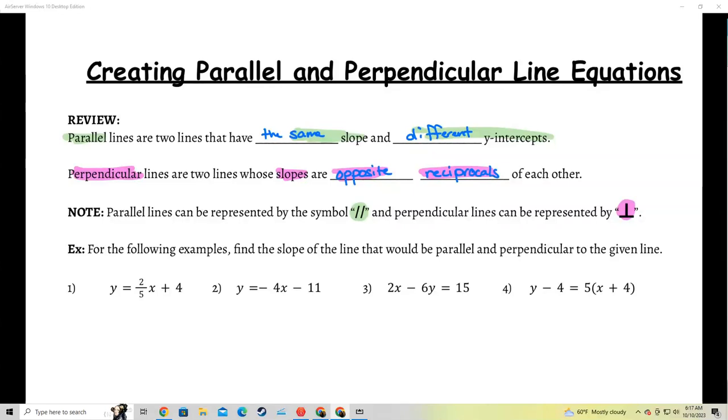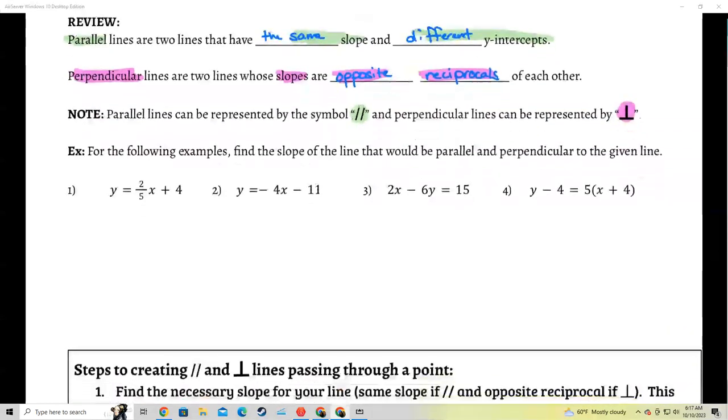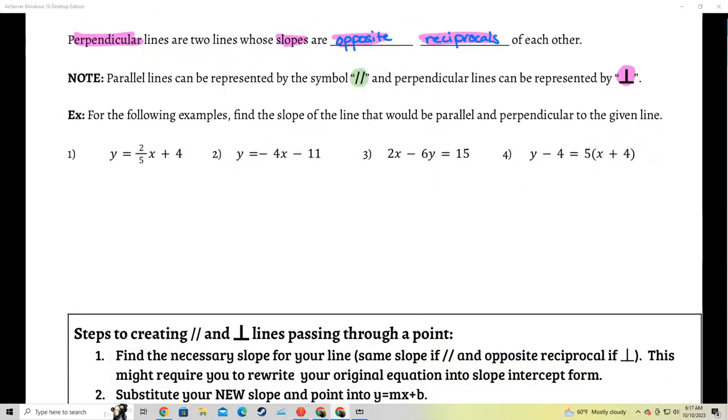So for the following examples, find the slope of a line that would be parallel and perpendicular to the given line. Just like last time, it's super important that first we figure out what the original slope is on these equations. And then from there, I'll be able to tell, okay, if the slope is this, then in order to get a parallel line, I need to have the same slope. In order to have a perpendicular line, I need the opposite reciprocal.